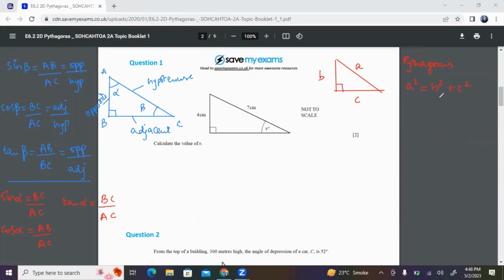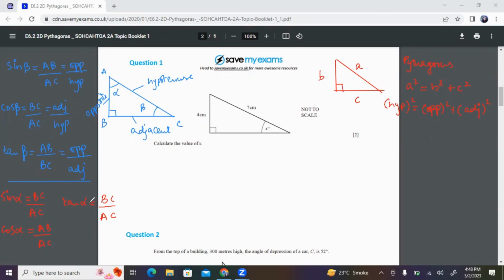Since both the values are being added for b square and c square, it doesn't matter which is the adjacent or which is the opposite, but the placement of the hypotenuse is very important. So it's the hypotenuse squared equals opposite squared plus adjacent squared. That's the Pythagoras theorem, and before that we discussed SOHCAHTOA.